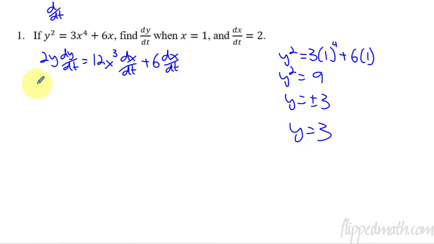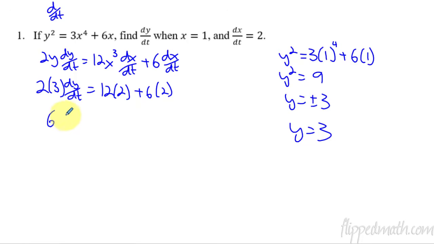So now this actually just becomes a plug and chug problem. You're just substituting in numbers and quantities and then solve for what you don't know. So the y is a 3, and then the dy dt is what we are looking for from the original problem up here, find dy dt. And then 12 times 1 cubed, so that's just going to be 12. dx dt, do we know what that one is? Yeah, dx dt is a 2. And then plus 6 times 2.